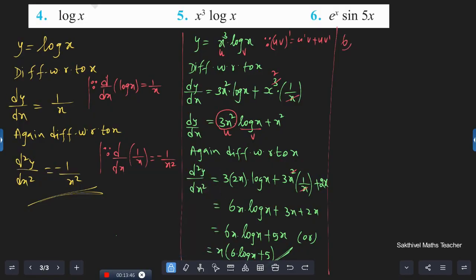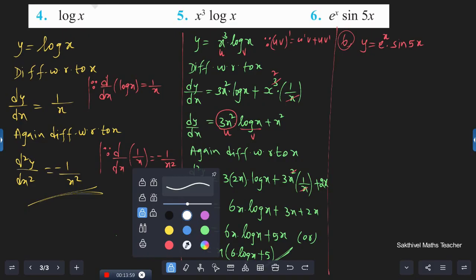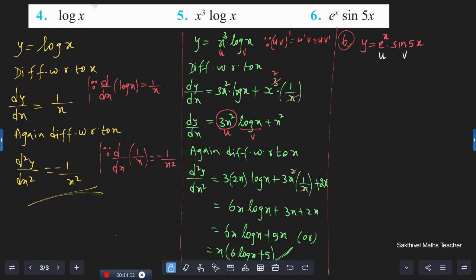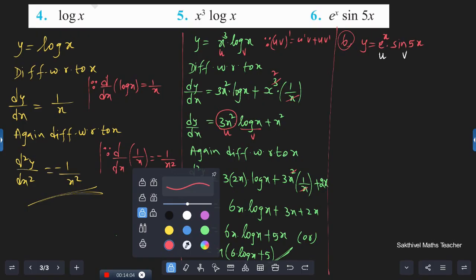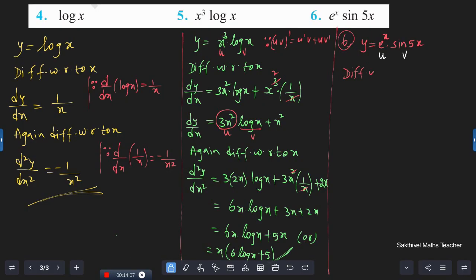This is also uv. Y equal to e power x into sine 5x. Do you remember the uv derivative here? Here itself I mentioned, so that uv derivative formula. So e power x I'm taking u, sine 5x I'm taking as a v. Then we'll go, differentiate with respect to x on both sides. Y when I differentiate, dy divided by dx, what is that? u dash, e power x. E power x derivative what? Yes, e power x itself. And v means sine 5x, you write as it is.